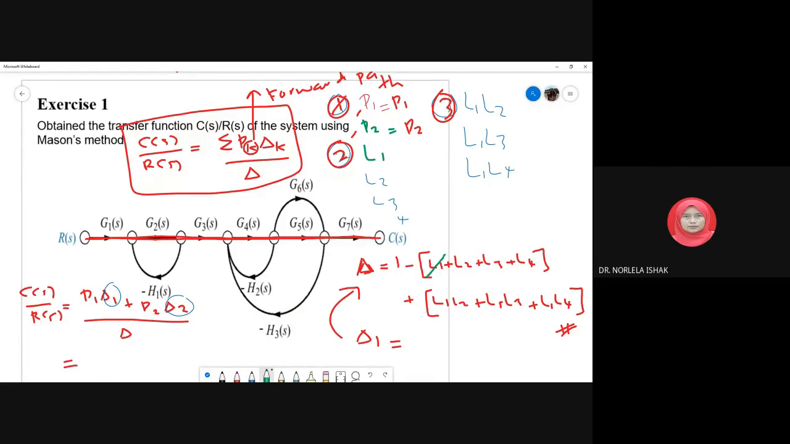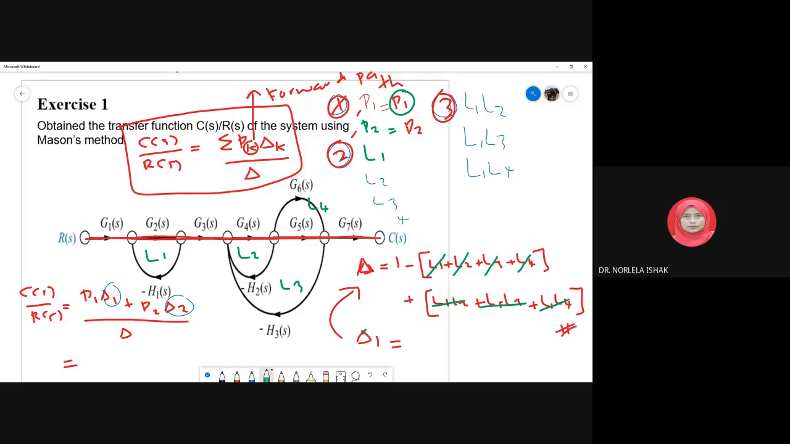How about loop number 2? Touching. Loop number 2 touching, loop number 3 also touching, loop number 4 also touching, right? Because this is your loop 1, this is your loop 2, this is your loop 3 and the big one is loop 4. Meaning all loops touch forward 1, so we delete all the loops touching forward 1. Here also there is loop 1, right? Loop 1, cancel, cancel and cancel.